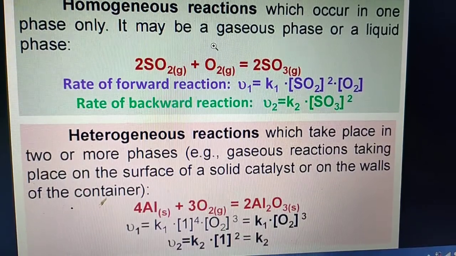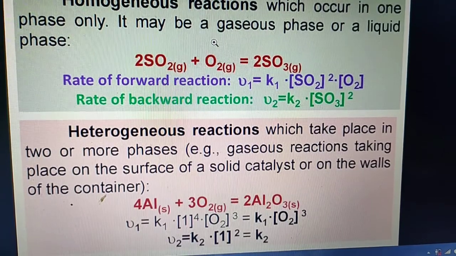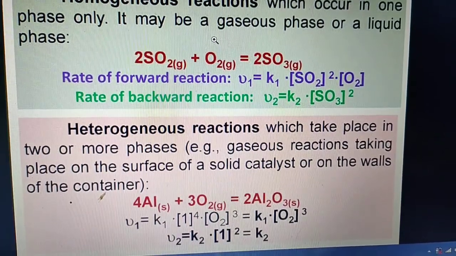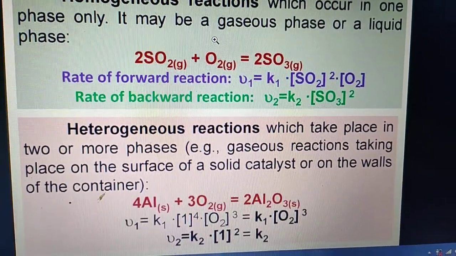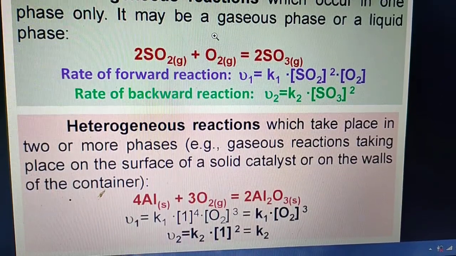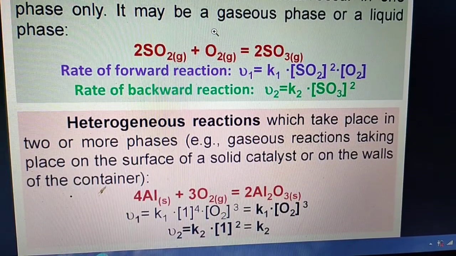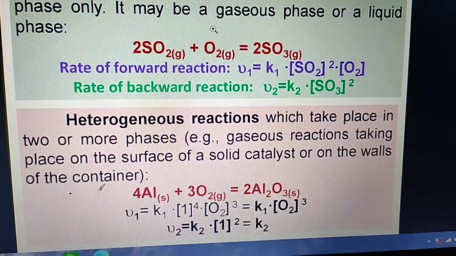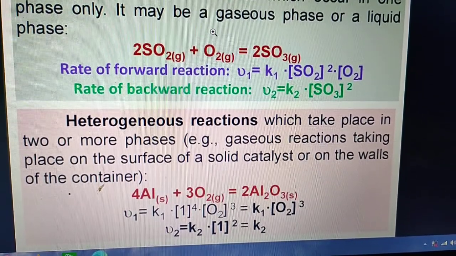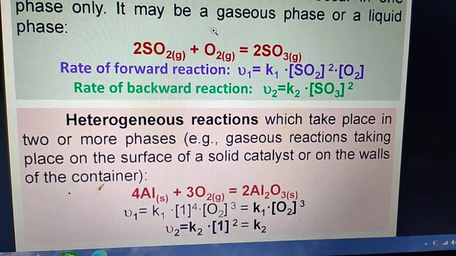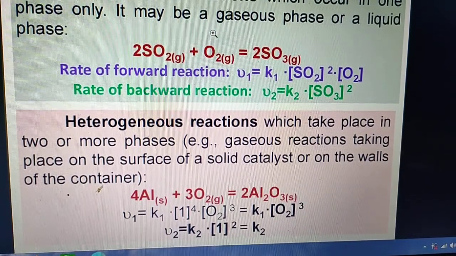Now let's move to heterogeneous reaction. Heterogeneous reactions, just opposite to that, are those where the reactants and products are in different physical states, which take place in 2 or more phases. Example, gaseous reaction taking place on the surface of a solid. This example you please ignore. Just remember that heterogeneous reactions are those type of reaction where the reactants and products are in different physical states.